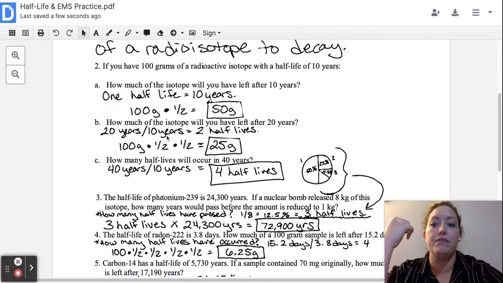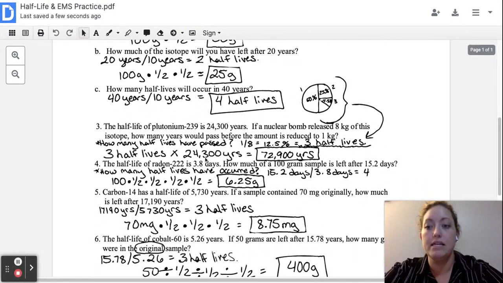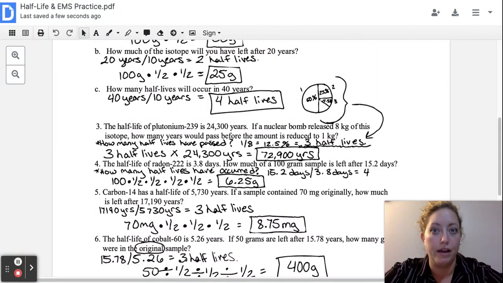Same idea. Okay, so if you know that there's 20 years, you're going to divide that by how long one half-life is. So if you have 20 years divided by 10 years, that means two half-lives have passed. You're going to take your starting amount of 100, multiply it by half times one half, and it gives you 25 grams. C is just saying how many half-lives will occur in 40 years. So again, 40 years divided by how long the half-life is tells you 4 half-lives.